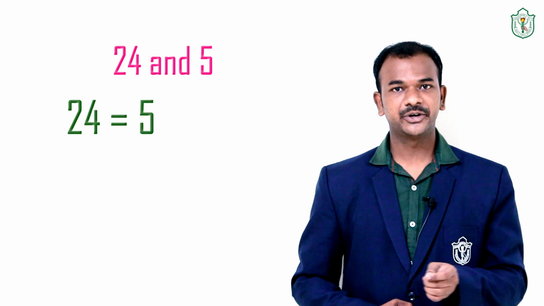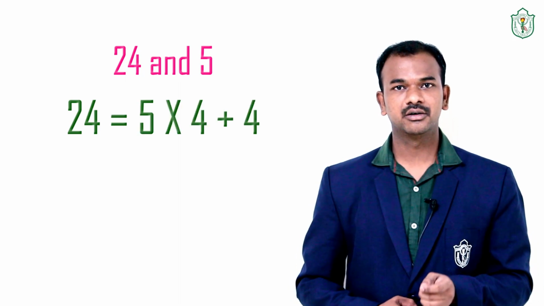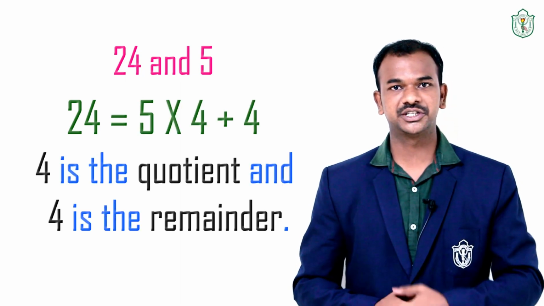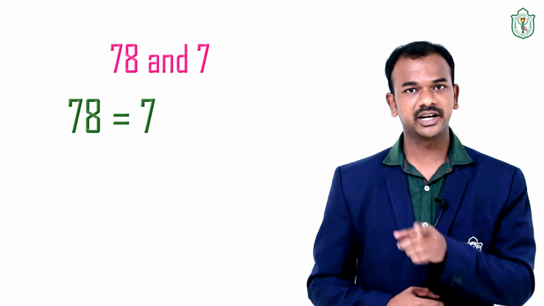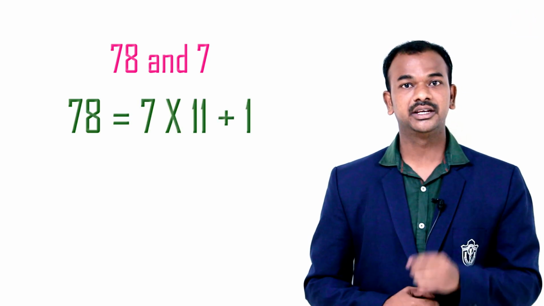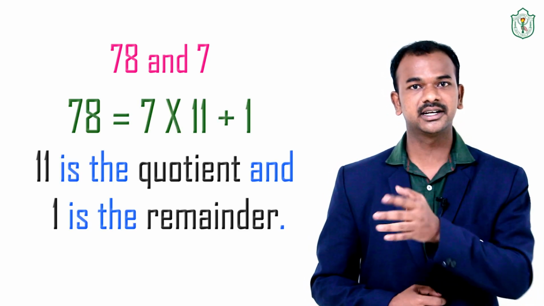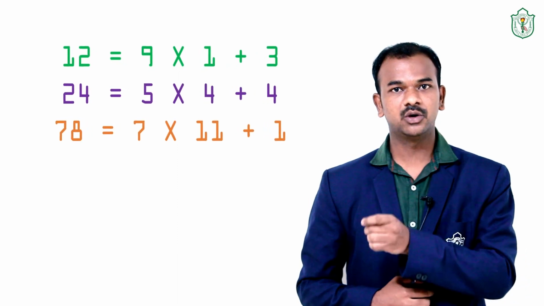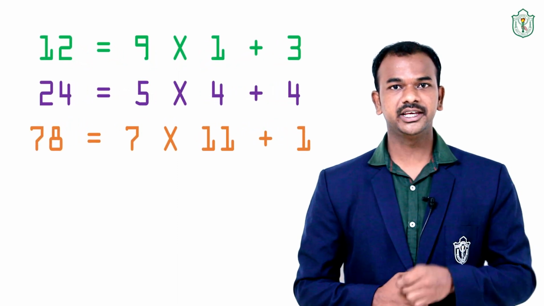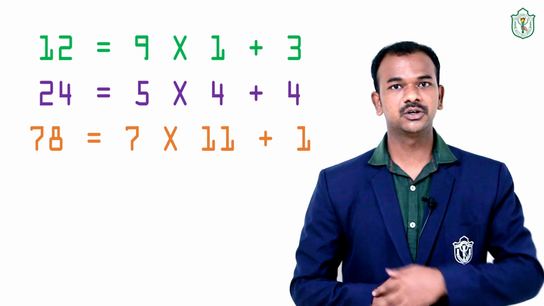And the next pair, that is 24 and 5. 24 can be written as 5 times 4 plus 4. Here 4 is the remainder and 4 is the quotient. Now the next pair, that is 78 and 7. 78 can be written as 7 times 11 plus 1. Here 11 is the quotient and 1 is the remainder. Now look into all these equations. 12 equals 9 times 1 plus 3. 24 equals 5 times 4 plus 4.